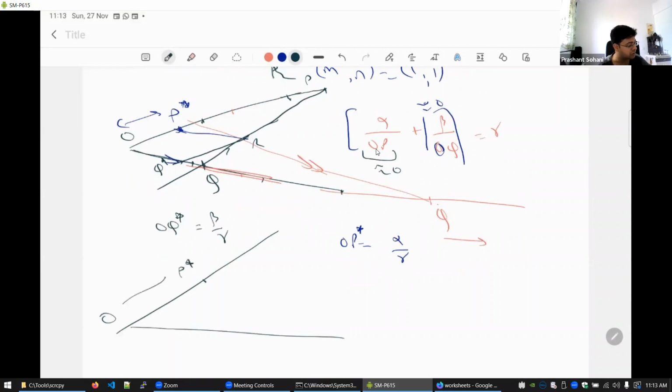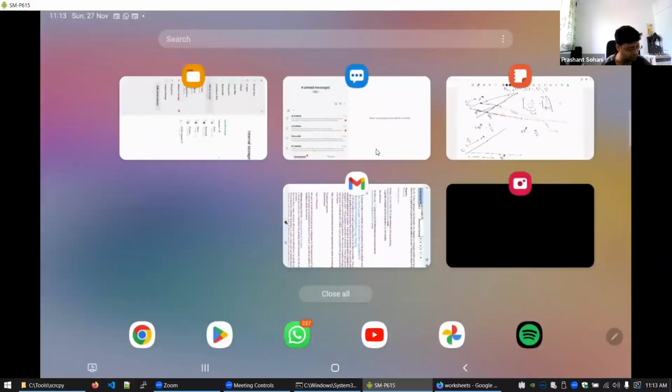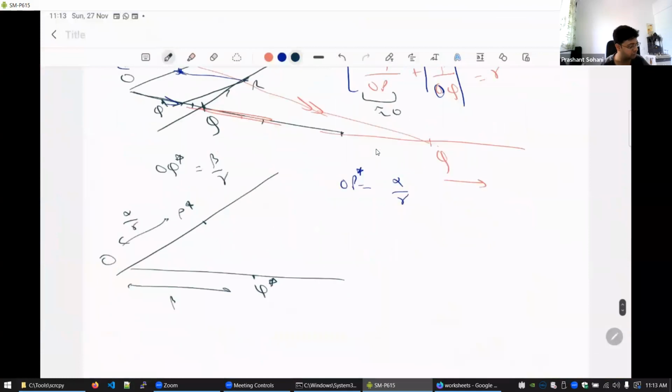So we take P star such that this distance is alpha by gamma. And we take Q star such that this distance is beta by gamma. And if we complete that parallelogram, at least intuitively it seems to be a reasonable claim that this is that fixed point that we're interested in. Okay, do you agree?